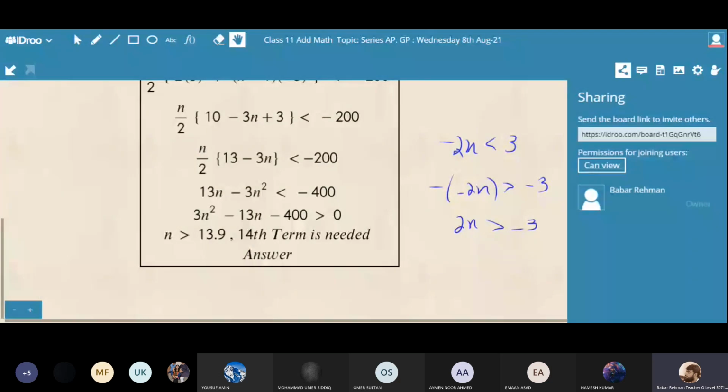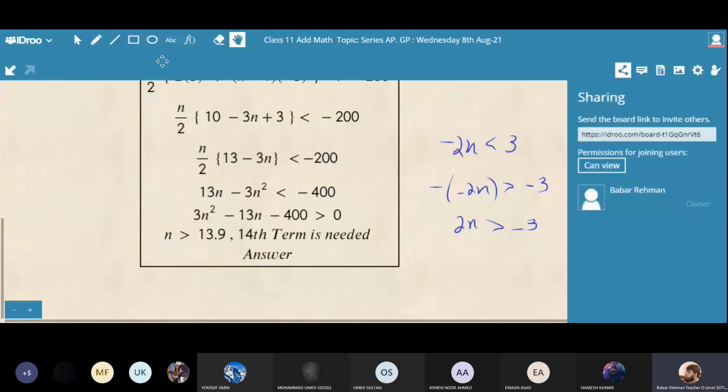Yes, student. When you solve the quadratic equation, you will get one answer greater than 13.9 and one answer will be negative. But our answer will be the 14th term, because after 13.9, the first term will come. That will be the first term after 13.9, that will be 14. Are you getting it? So the 14th term will be our answer, but you have to use the quadratic equation or use your calculator to find it.